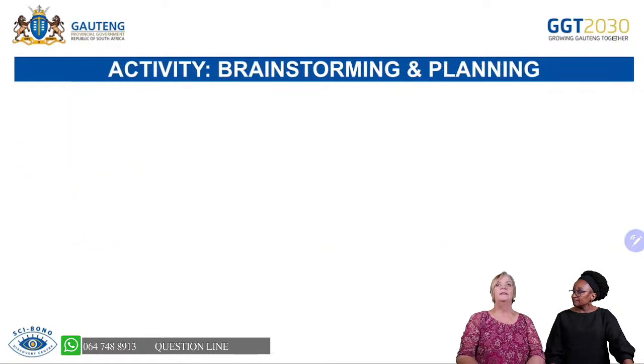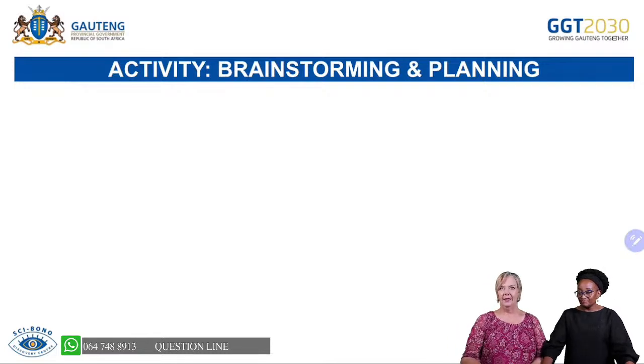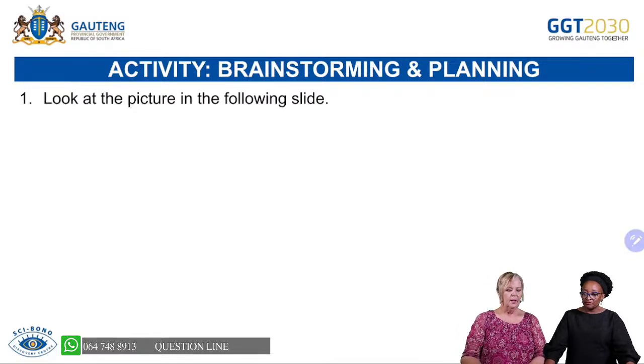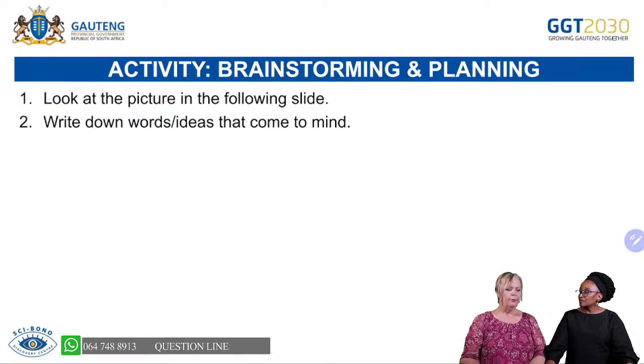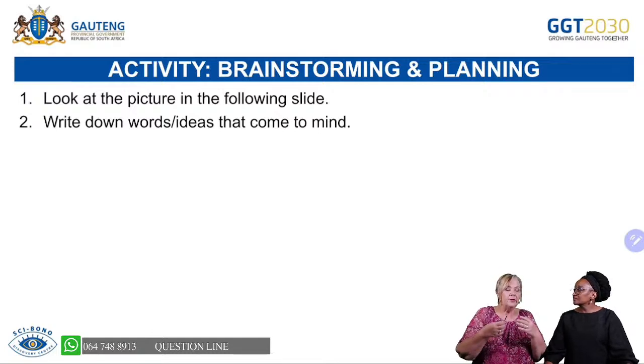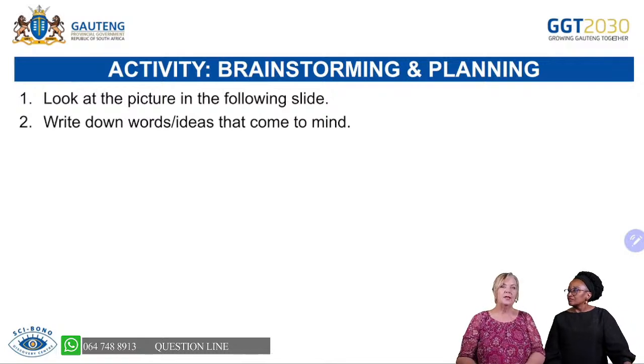Let's take a look at brainstorming and planning. We are going to show you a picture in the following slide, and we want you to write down the words, ideas, thoughts that come to mind when you see this picture. You don't have to describe the picture necessarily, but you can write down words of things that you see in the picture. That would actually lead you to greater ideas and greater thoughts.